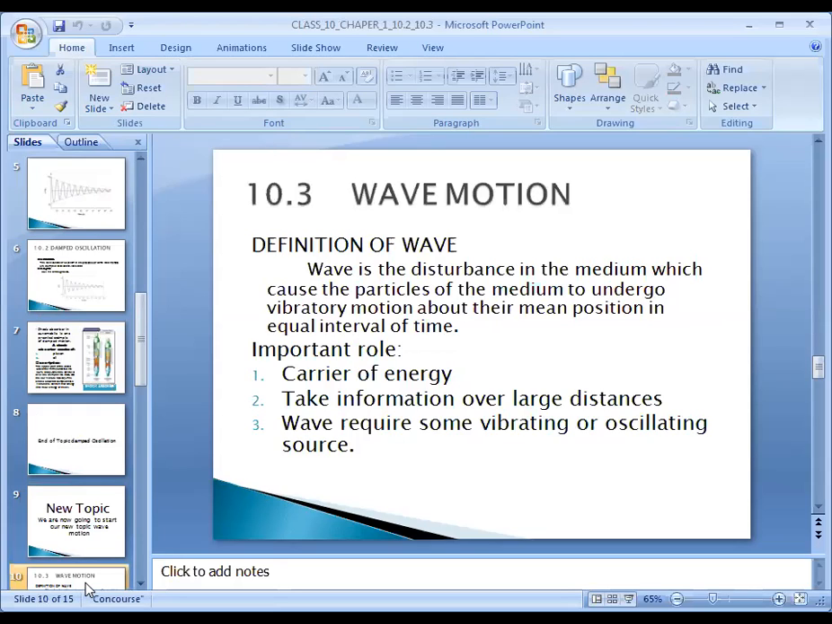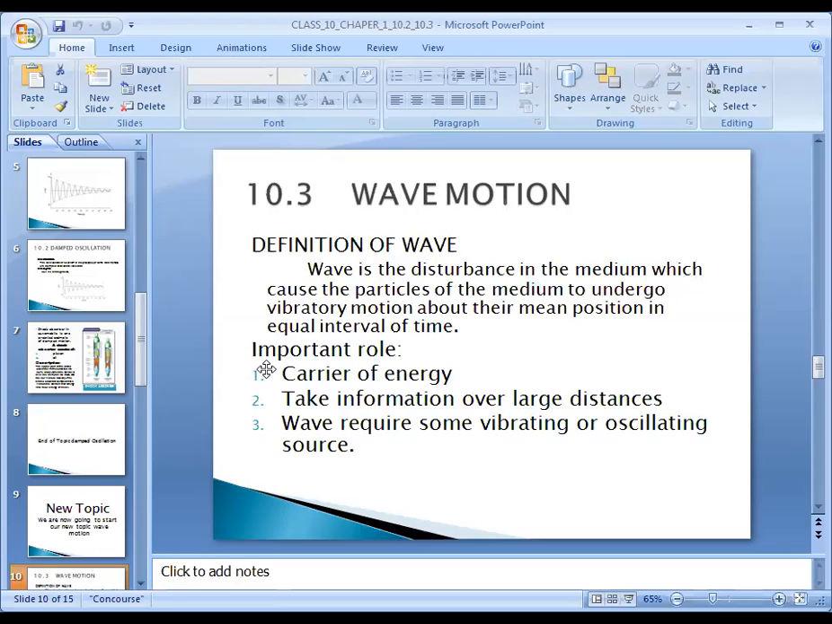First of all, I give you the definition of wave. What is a wave? A wave is a disturbance in the medium which causes the particles of the medium to undergo vibratory motion about their mean position in equal intervals of time. A wave is produced when we disturb the medium. As we move ahead in our lecture, I will explain what the disturbance is and the meaning of the wave disturbance.